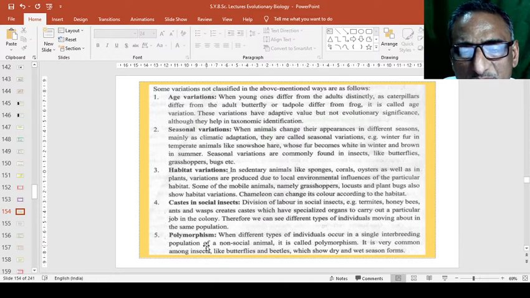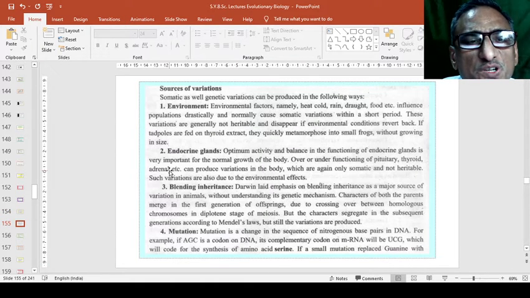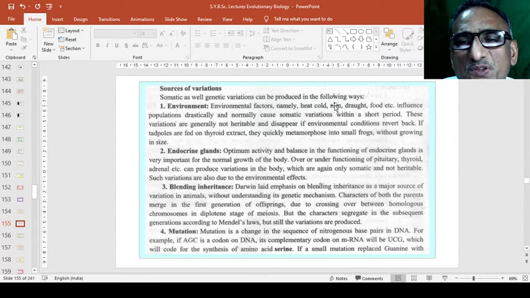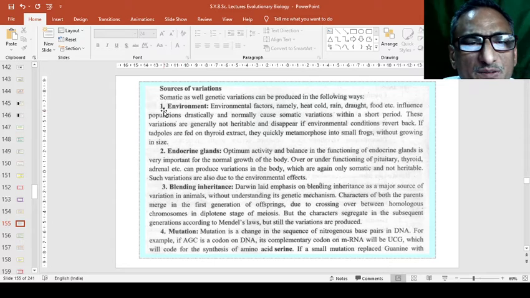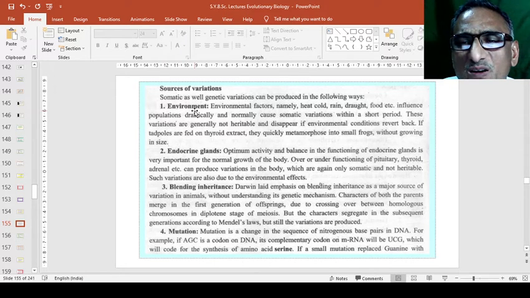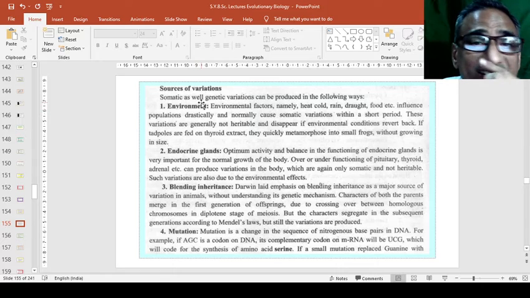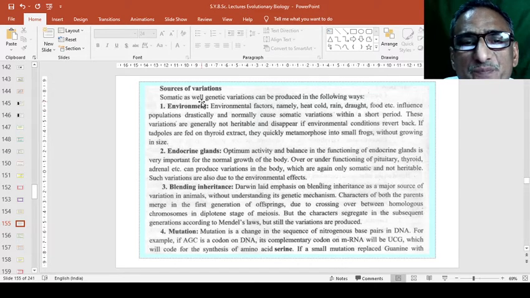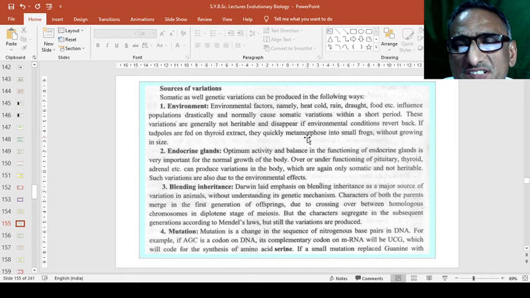Polymorphism. When different types of individuals occur in a single interbreeding population of a non-social animal, it is called polymorphism. This is found in butterflies and beetles very well. Sources of variation: somatic as well as genetic variations can be produced in the following ways. Environmental factors: heat, cold, drought, food. These also drastically change the variations in the animal.